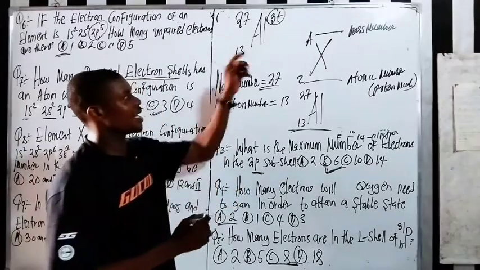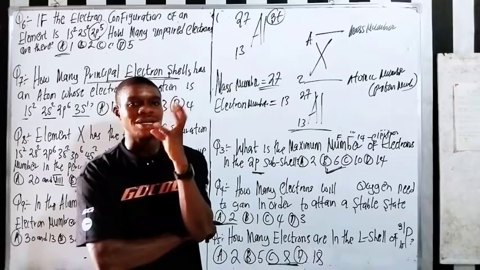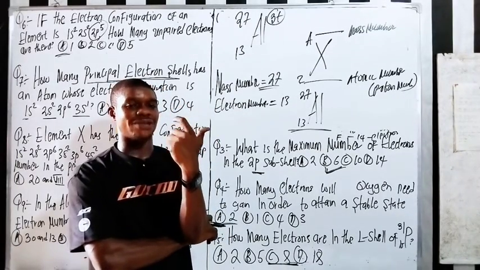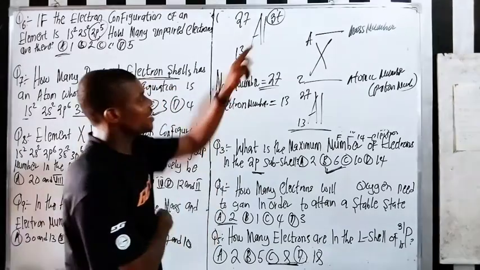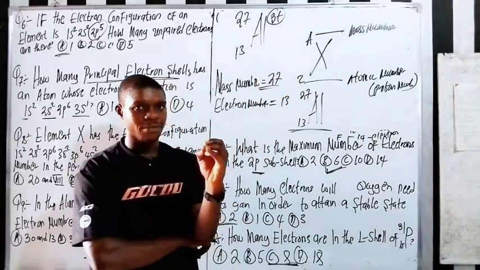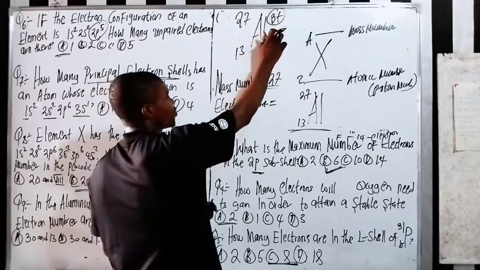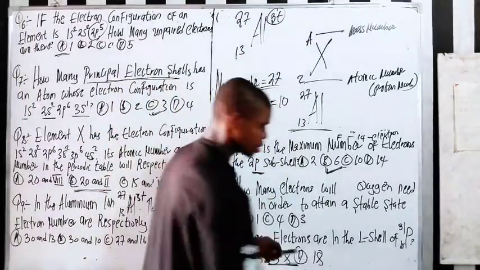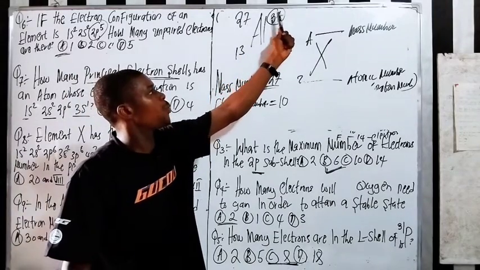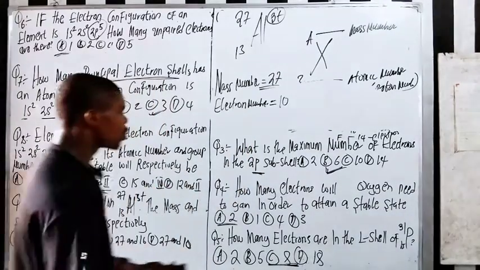But here is the current charge. This is where you need to understand. Whenever you have a positive charge, it means that it has lost electrons. And whenever you have a negative charge, it means that it has gained electrons. Now this plus 3 means that it has lost 3 electrons. So my electron number here is not going to be 13 again. It's going to be 13 minus 3, which is 10. So what is the correct option?